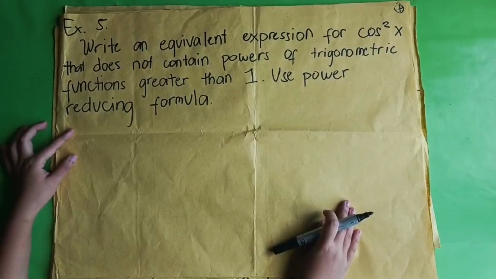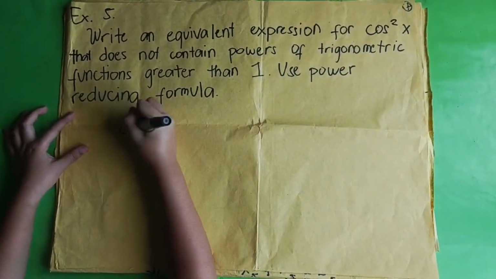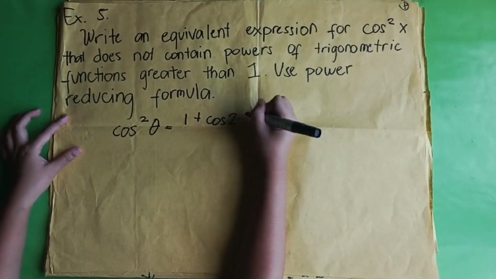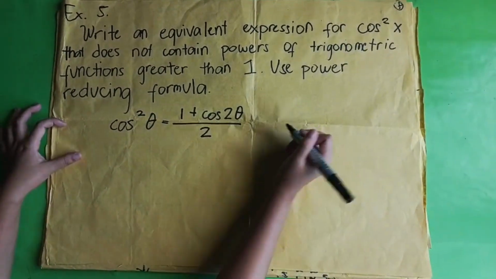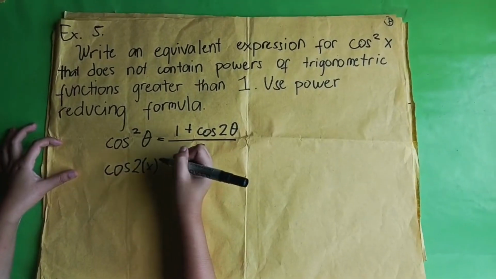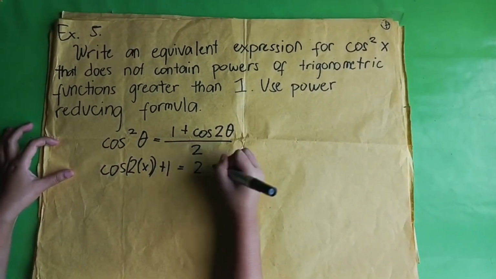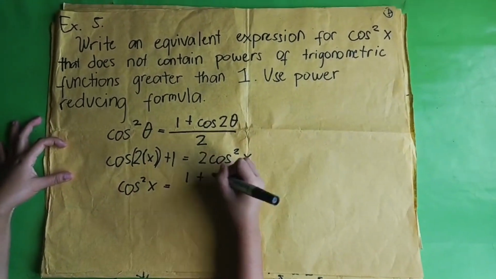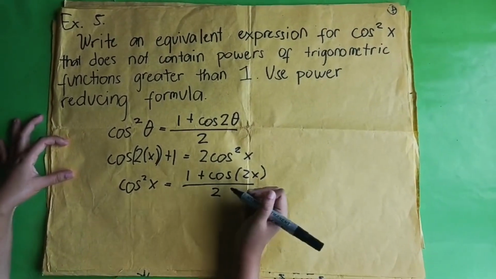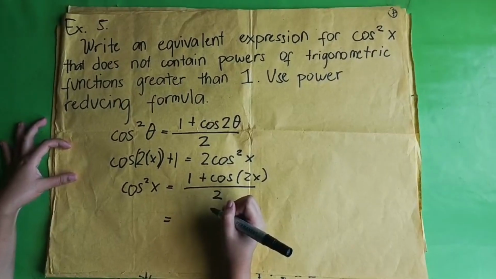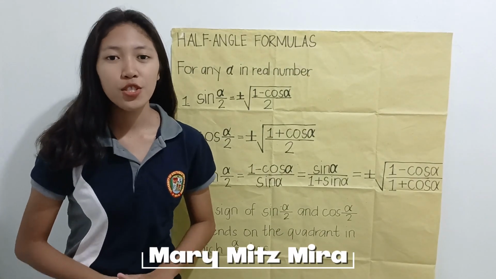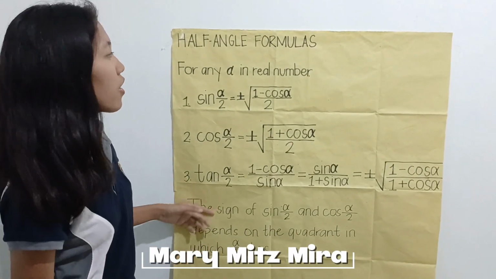Example number 5. Writing an equivalent expression. This formula is the derived form of the double angle formula cosine 2 theta is equal to 2 cosine squared theta minus 1. Then, let's add 1 to both sides. After that, we divide both sides by 2. Therefore, 1 plus cosine 2x over 2 is the equivalent expression for cosine squared x with no powers greater than 1. So now, let's move on to the next topic, which is the half-angle identities.